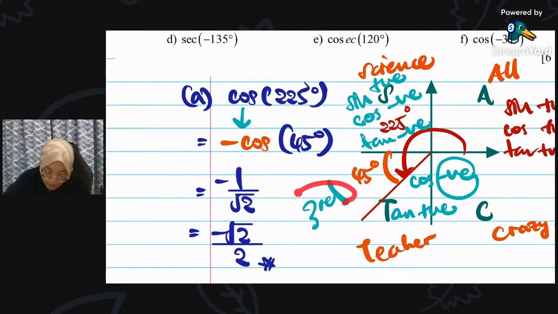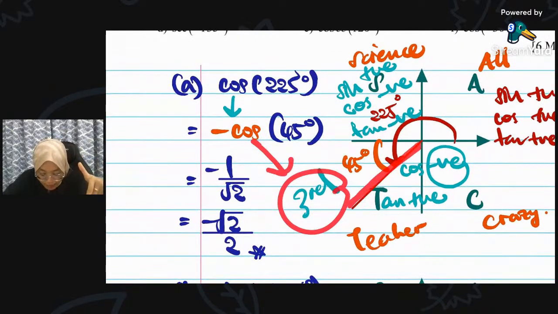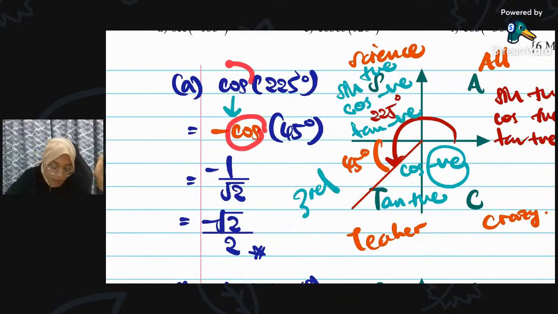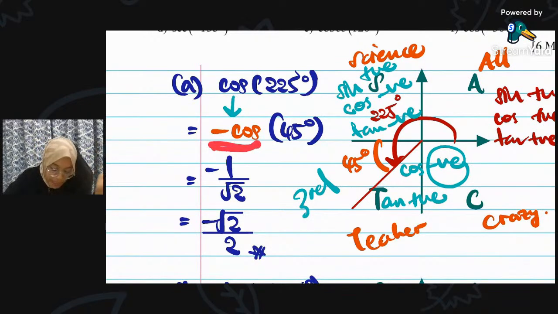Sebab apa? Sebab dia berada di third quadrant. Third quadrant, the line is at the third quadrant. Therefore, third quadrant shows that only tangent yang positif. Tapi kalau nak pakai cos juga, sebabkan soalan kata cos kan, gotta transform into cos back. But cos is different now. Third quadrant shows that it is a negative cos instead. It's not tangent that you want to find, it's negative cos. You gotta show this negative cos.